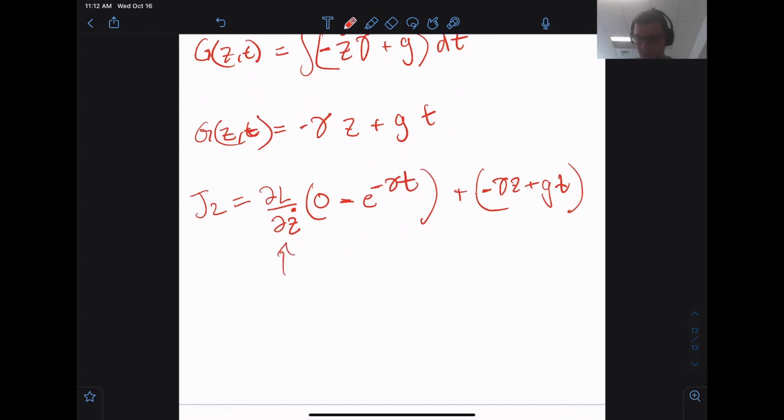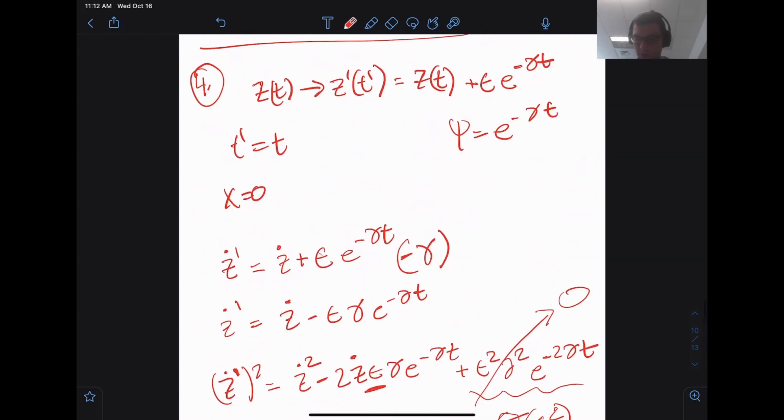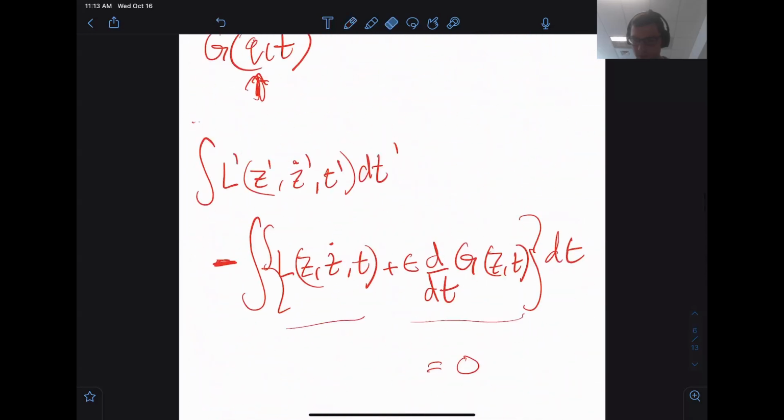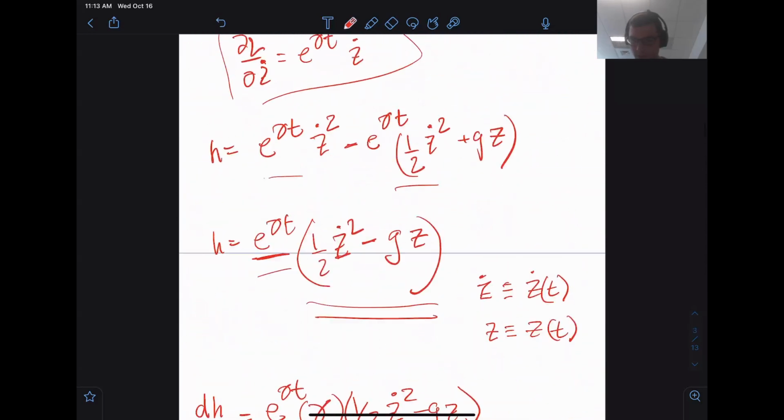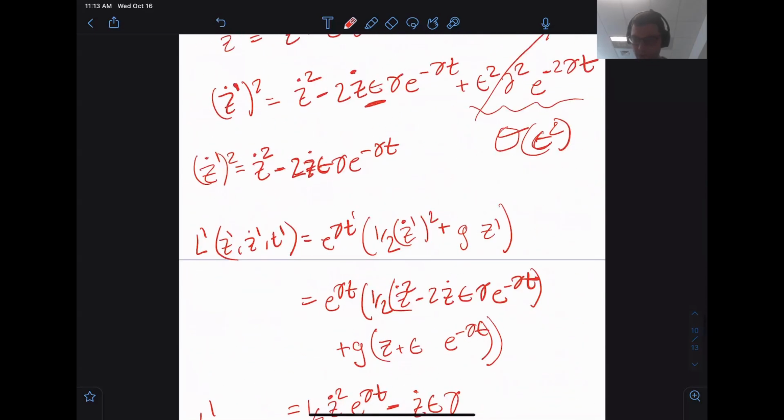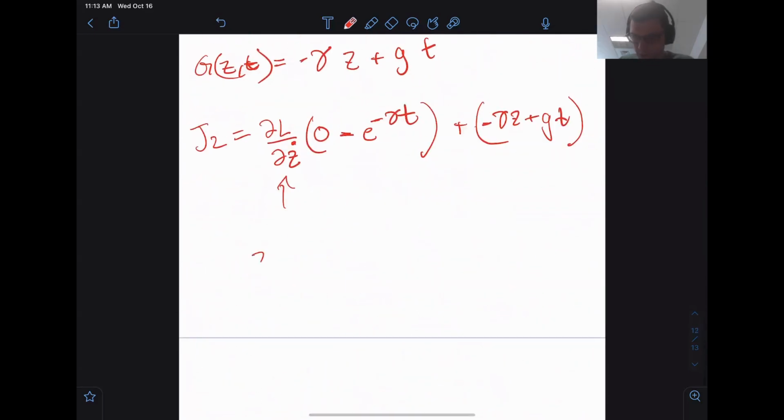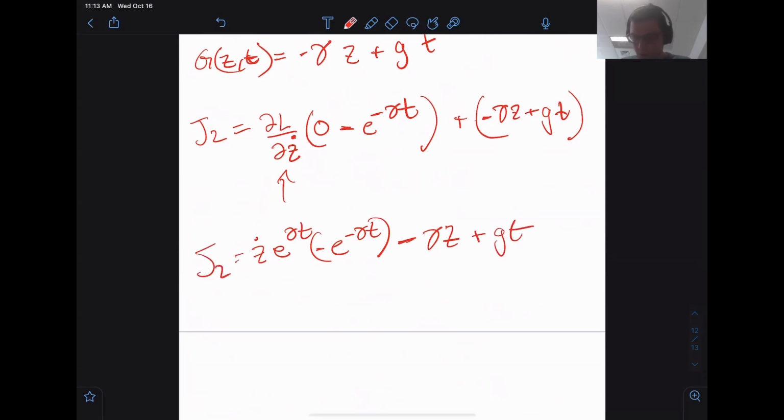And this partial derivative, I'm pretty sure I know what it is, but I'm just going to check one more time. Yeah, it's v dot times the positive exponential times the negative exponential, and then minus, these exponentials will cancel each other out.